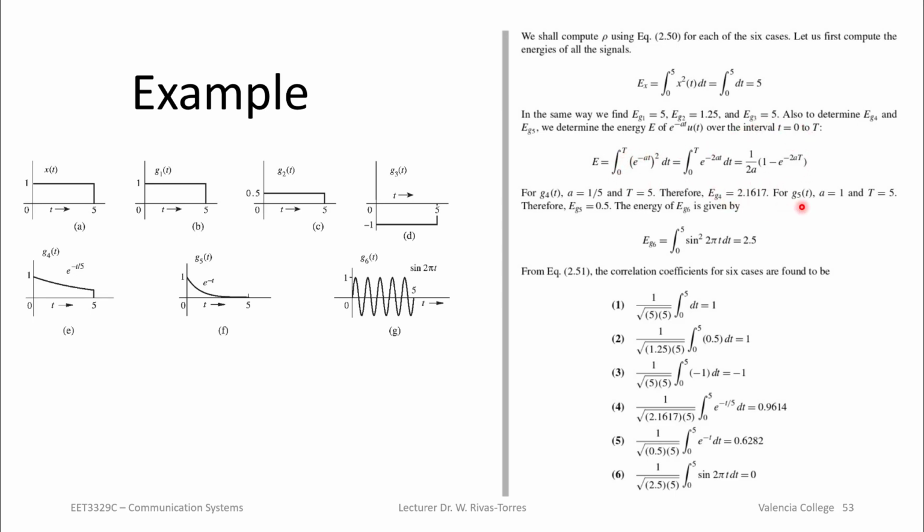Again, you should convince yourself that this expression is correct for G4 and G5, which are exponentials. And then E of G6 is a sine wave from 0 to 5, and it comes out to an energy of 2.5. We have everything that we need to calculate our value of rho. So actually all of these factors that we're talking about here, all the way here, all of this stuff is rho. Rho equals that, for 1 through 6.